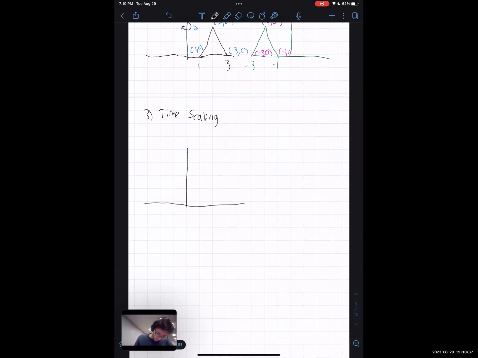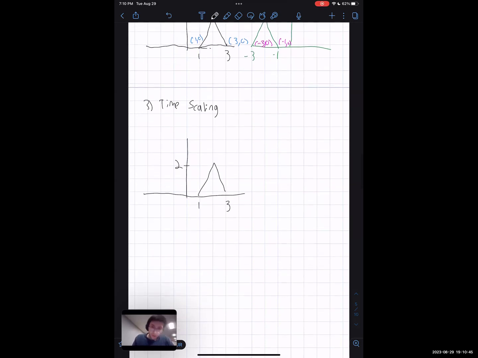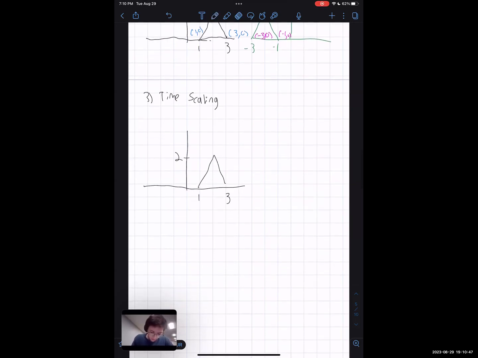Okay, so let's do another triangle. I really like triangles. Okay. So actually, maybe it's a little bit easier to do something like this. So intuitively, maybe we're all familiar with frequency, right?